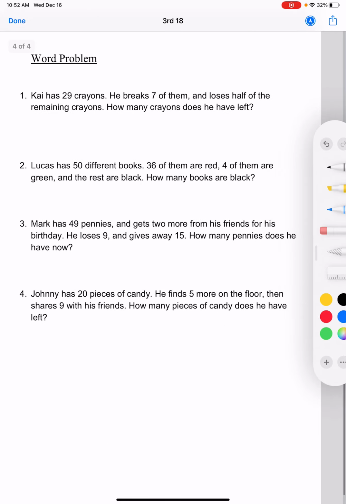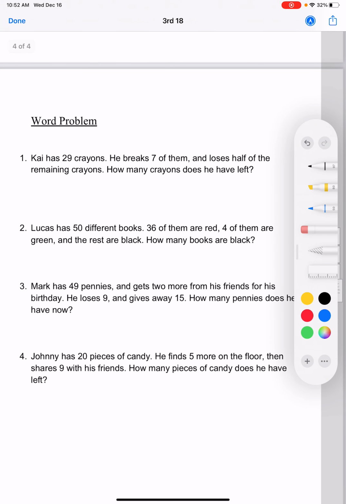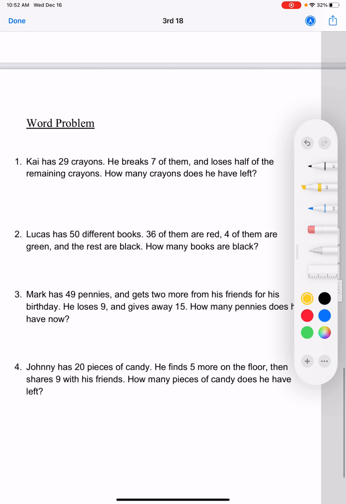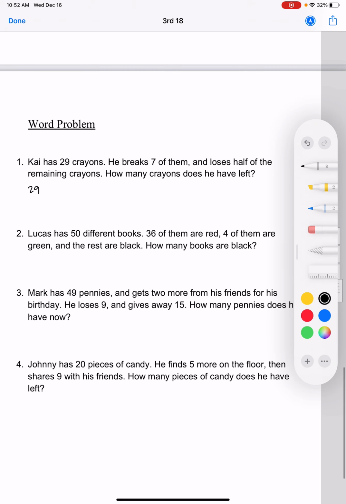So word problems. Kai has 29 crayons. He breaks 7 of them and loses half of the remaining crayons. How many crayons does he have left? So he originally has 29, and he breaks 7 of them. So 29 minus 7. 9 minus 7 is 2. 2 minus nothing is 2. So he has 22 crayons as of now. And then he loses half of the remaining crayons. So then you do 22 divided by 2, and you get 11, which means that he has 11 crayons left.